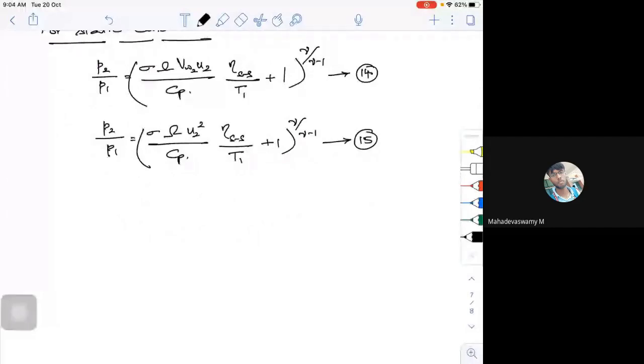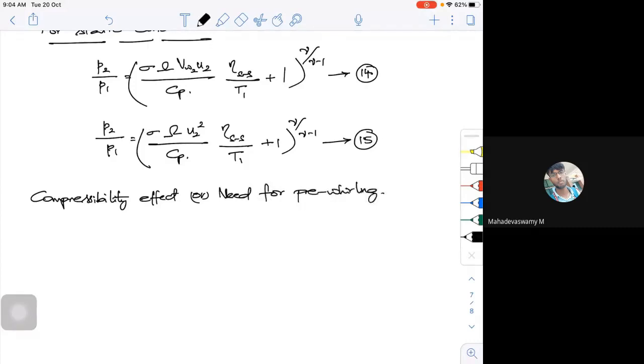We call that the compressibility effect, or the need for pre-whirling. The need for pre-whirling. Okay. So what will happen?